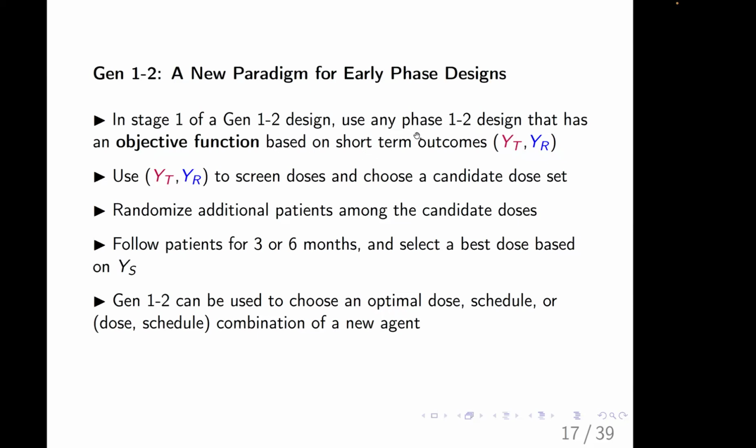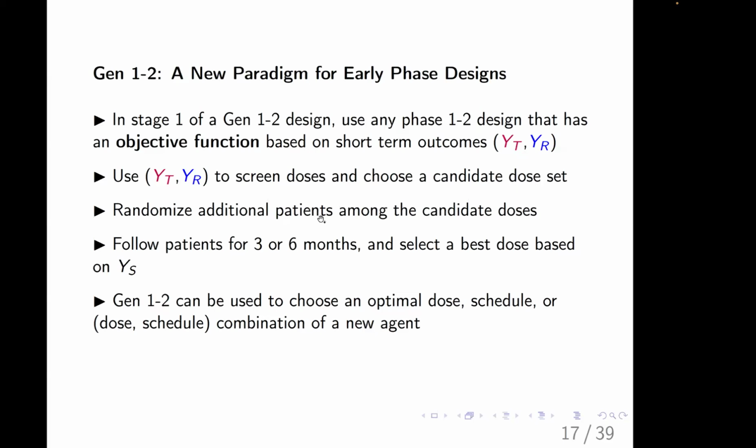And so in stage 1, you pick your favorite phase 1-2 design, whatever you like, but it's got to have some sort of objective function based on the early outcomes. And then you use toxicity and response to screen the doses. And here's the line of demarcation. We choose a candidate dose set. So rather than picking one dose, we choose a set of candidate doses, which if you start out with 4 doses, the candidate dose set may be 2 or 3 or something like that, or 6 doses. You don't want a candidate set to have more than 2 or 3 doses.